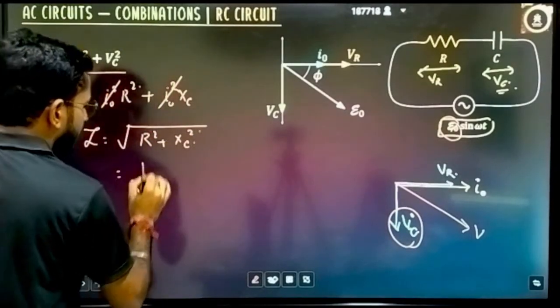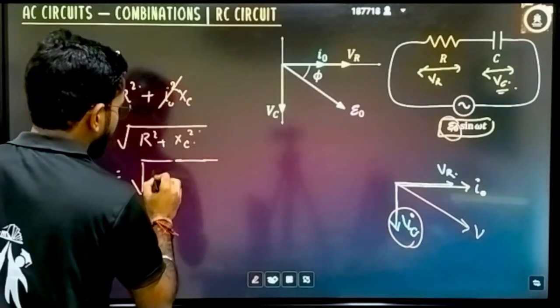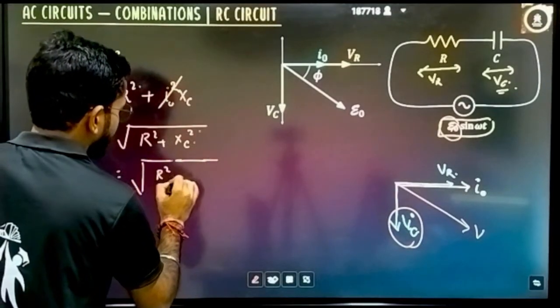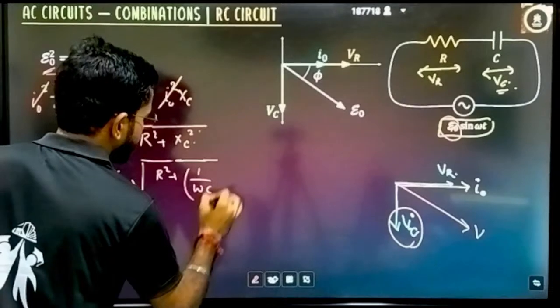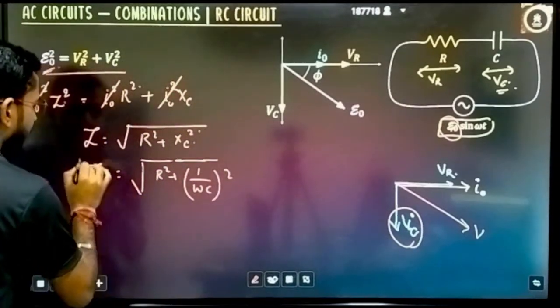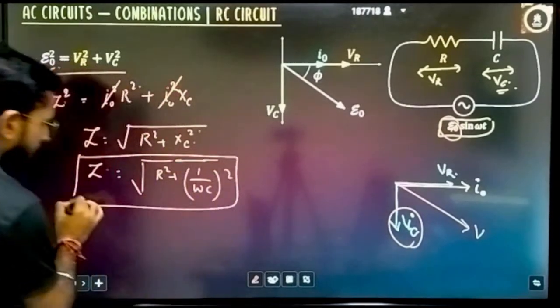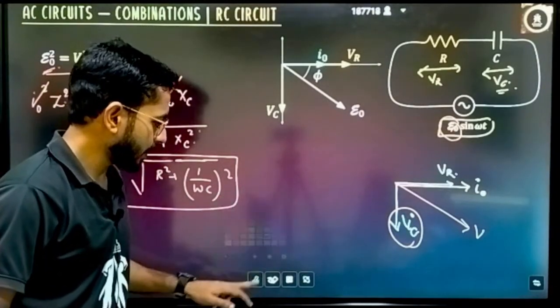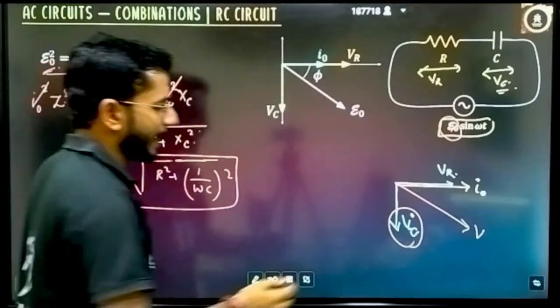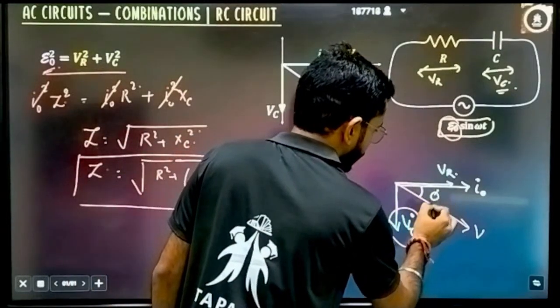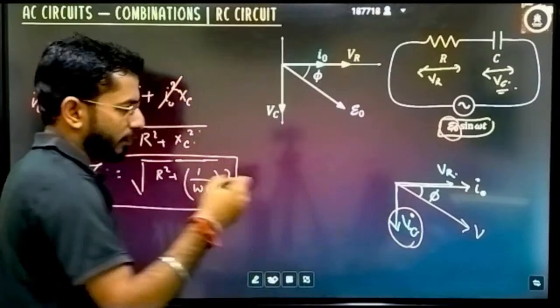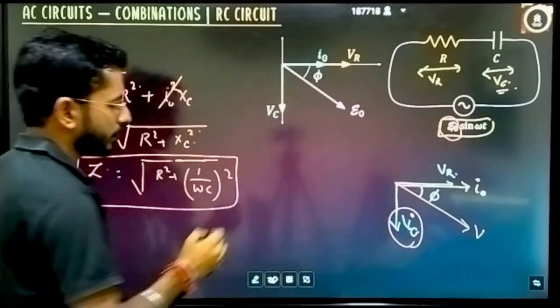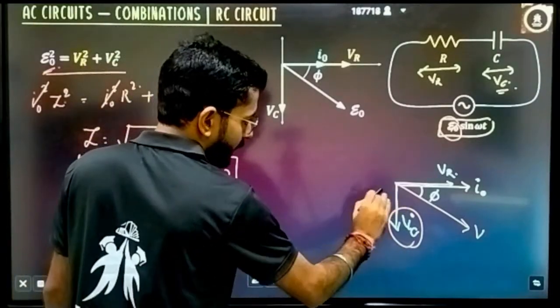Or further it can be written as R square plus (1 by omega C) square. I will not tell you to remember this formula, not at all. I will tell you a much better method to apply. Just understand. And this angle is called phi, the angle by which the current is lagging, or in this case the potential is lagging.